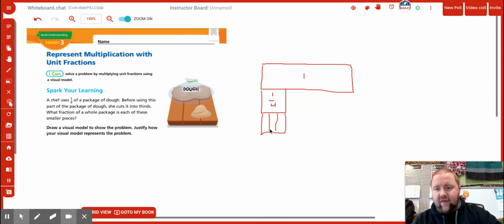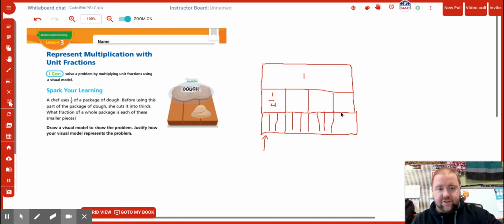What they're asking in the problem is what fraction of the whole package is each of these smaller pieces? So we need to know what size is that smaller piece. If this whole piece is cut into fourths, there will be 4/4 to make the whole, and each of those fourths is being cut into thirds. So now I'm going to bring down these fourths, and each of those fourths I'm now going to cut into thirds.